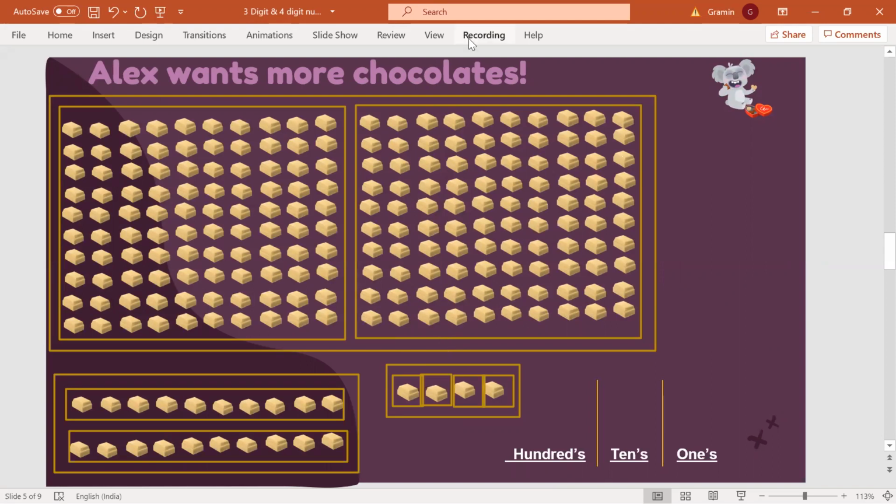Now what happens? The next day Alex goes to the chocolate shop, and now he buys a lot of chocolates in bulk. So this time what he does, he instead starts making groups of hundreds. He makes first group of 100 chocolates and second group of 100 chocolates. Okay. Now if you count the number of chocolates in these boxes, this will come around 100. So if you start counting 1, 2, 3, 4, 5, 6, 7, 8, 9, 10. Okay, then 10 again here, 10 again here. If you count all the chocolates, it will be a total of 100 chocolates.